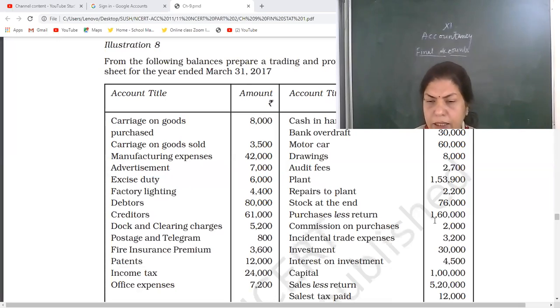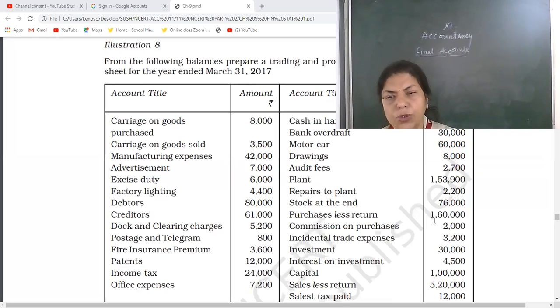Purchase less returns is net purchase, debit side of trading account. Then commission on purchase is also on the debit side of trading account. Now the next, incidental trade expenses. See, it is written trade, but it is not to be shown in trading account. It is to be shown in P&L account. So incidental trade expenses to be shown in profit and loss.